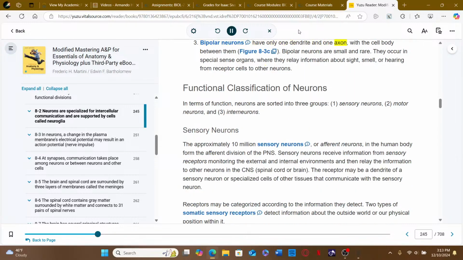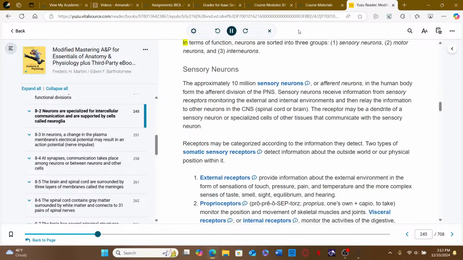Bipolar neurons have only one dendrite and one axon, with the cell body between them, figure 8-3c. Bipolar neurons are small and rare. They occur in special sense organs, where they relay information about sight, smell, or hearing from receptor cells to other neurons. Functional classification of neurons.